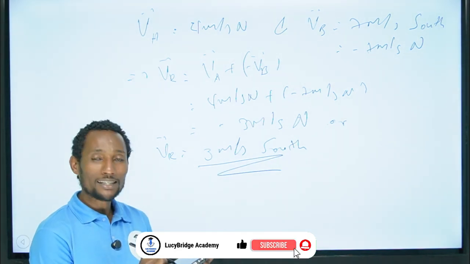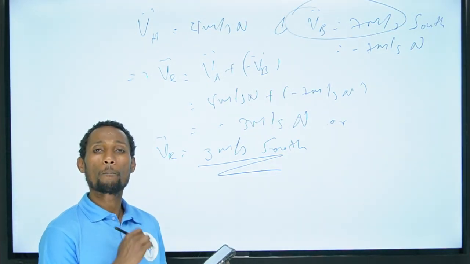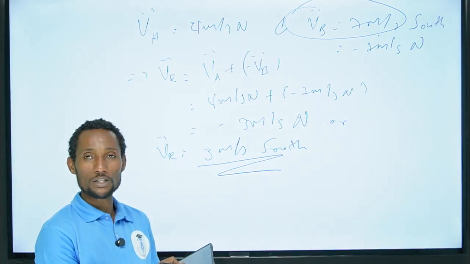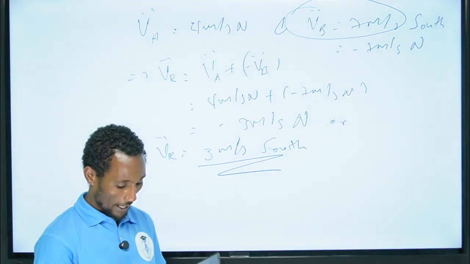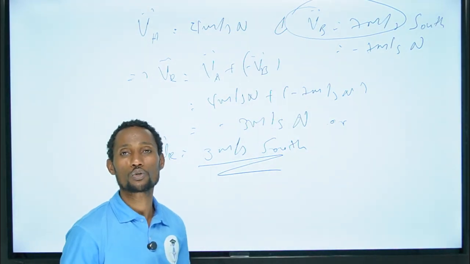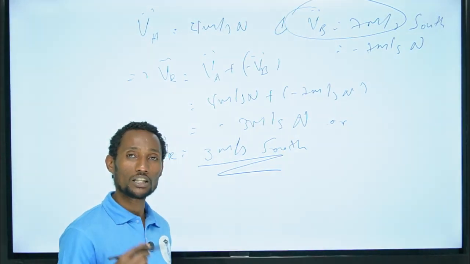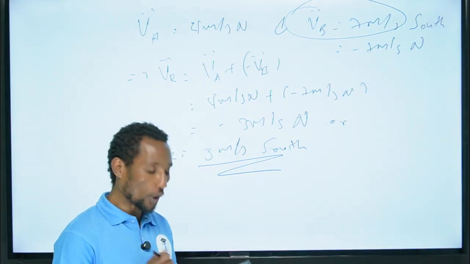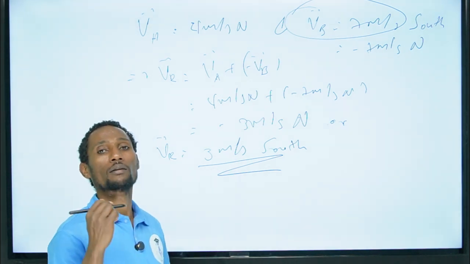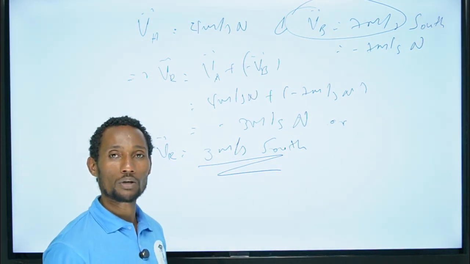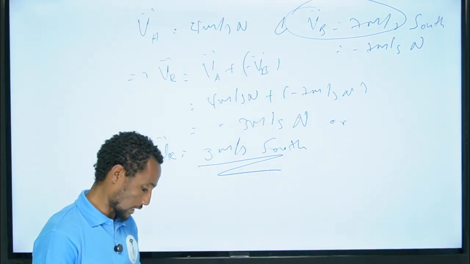So the largest magnitude is that of the vector B, the velocity of B, 7 meters per second, which is larger than 4 meters per second. So by having this 3 meters per second south, the direction of the resultant in vector subtraction depends on the maximum individual velocity. This is the basic thing about vector subtraction.